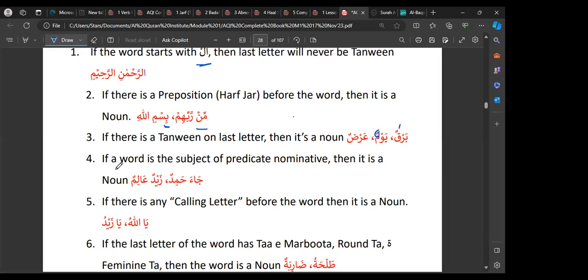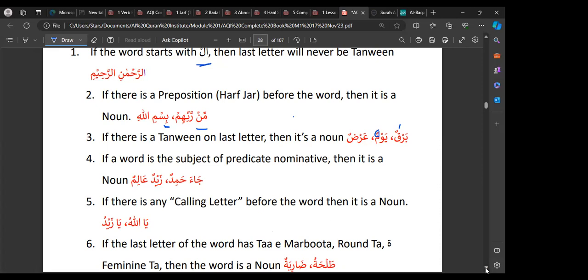Okay, so you know a nominative sentence starts with a noun. It's kind of a circular point, but in a jumlat al-ismiya, the mubtada, the subject, will always be a noun. So by virtue of it being the subject, it's a sign that it's a noun.